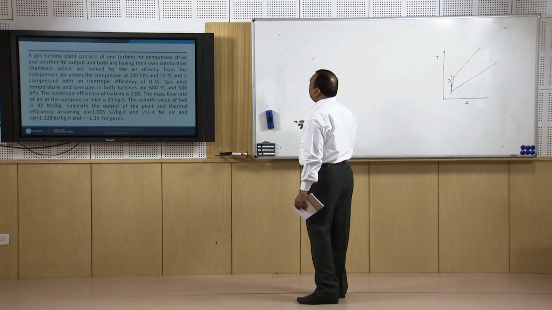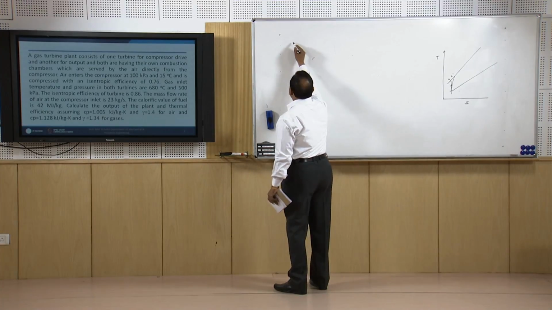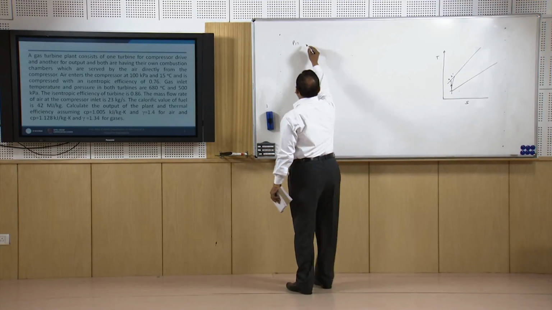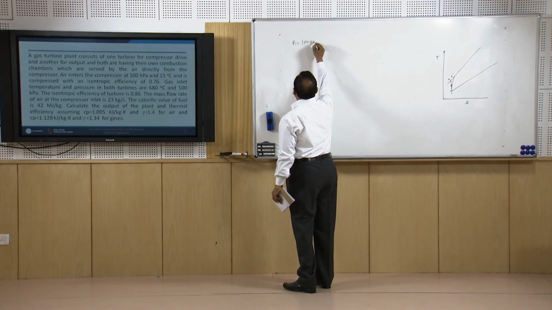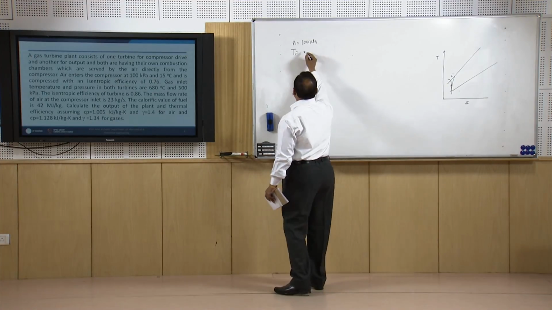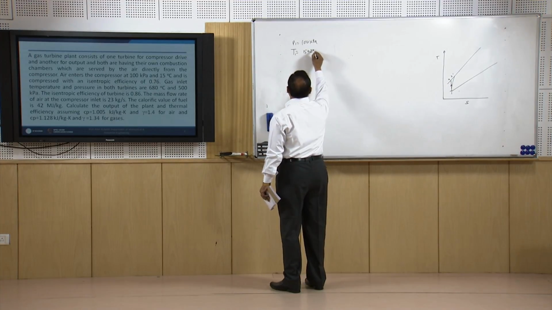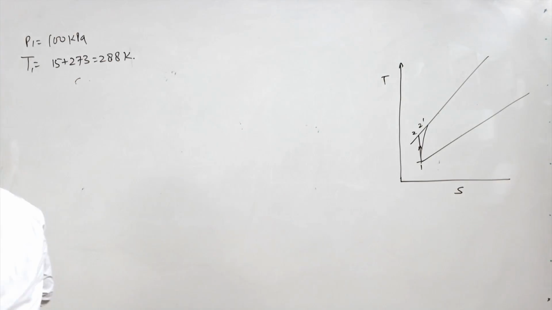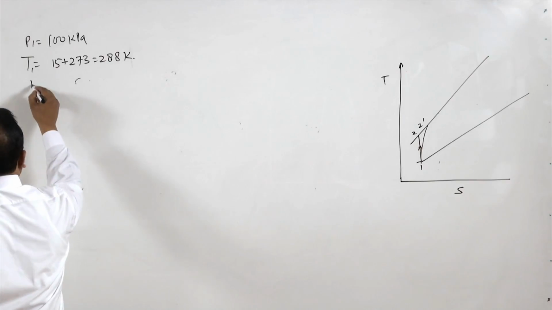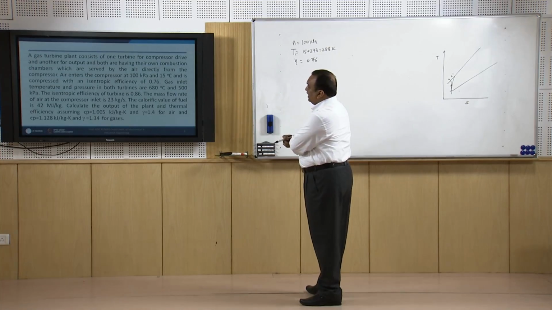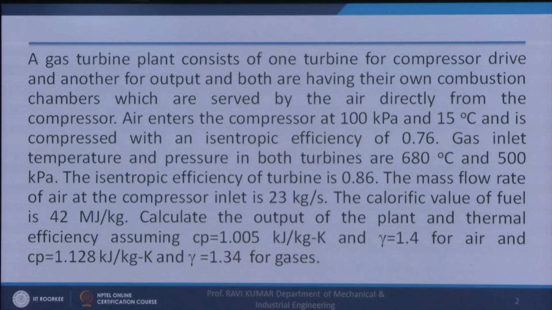Air enters the compressor at 100 kilopascal. So, P1 is equal to 100 kilopascal, and T1 is 15, so 15 plus 273, 288 Kelvin. Isentropic efficiency is 0.76. Gas inlet temperature and pressure in both turbines are 680 degree centigrade.